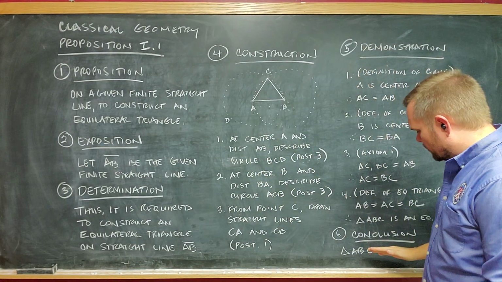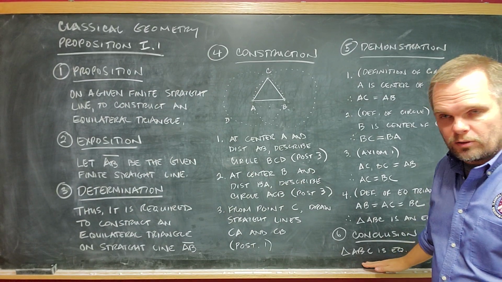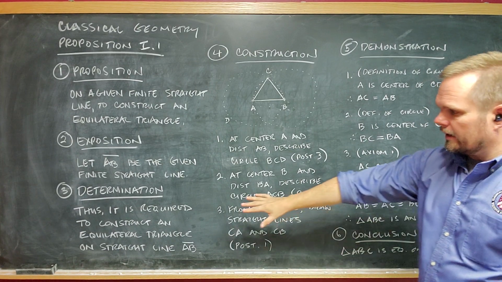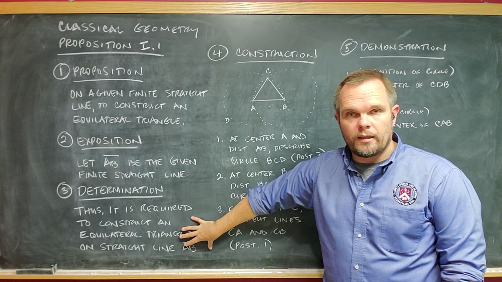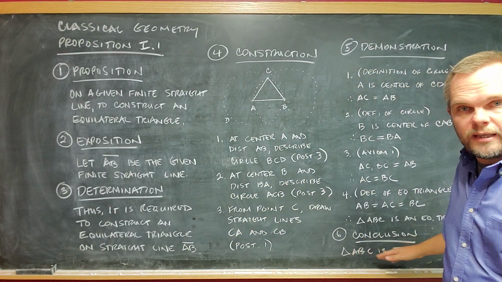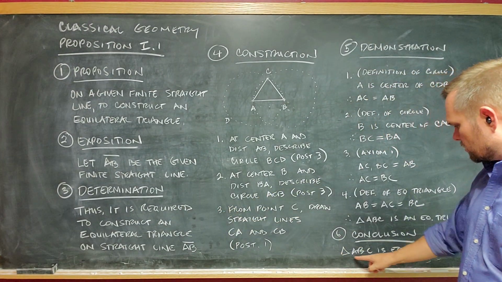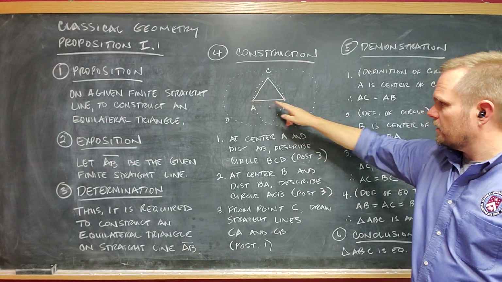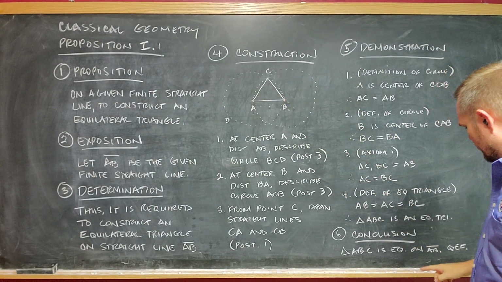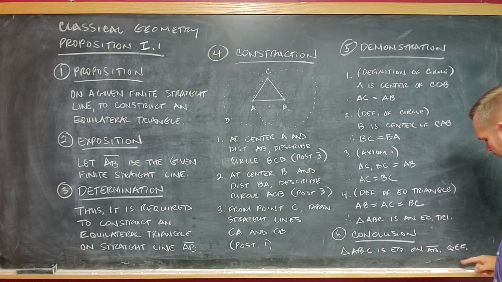And this all leads us to the sixth part of our proposition, which is the conclusion. And here we simply take our determination, which was the task that we were given, and in the conclusion, we simply state that that task has been achieved. So we say here, triangle ABC was constructed on the given finite straight line AB and is an equilateral triangle. And then at the end here, you see the letters QEF.